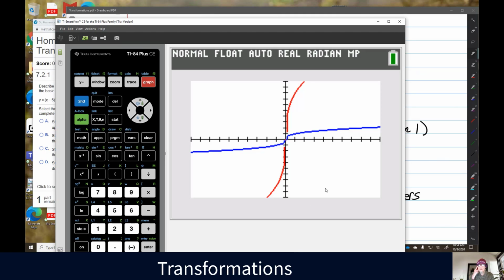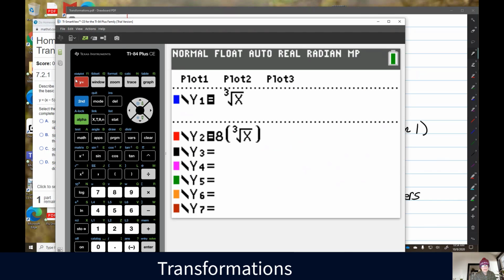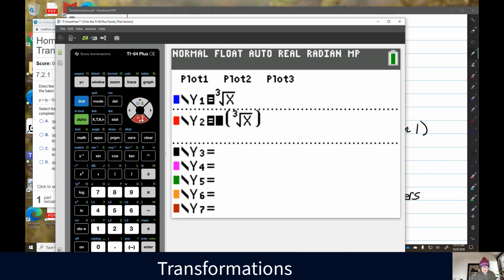So sometimes it's interesting trying to imagine what these will look like when the expansion affects them. The stretch. Okay, now, where there's a stretch, there has to be a shrink, right? Let's start here with the cube root of x and come down here and change 8 to 1/8. And I can do that.